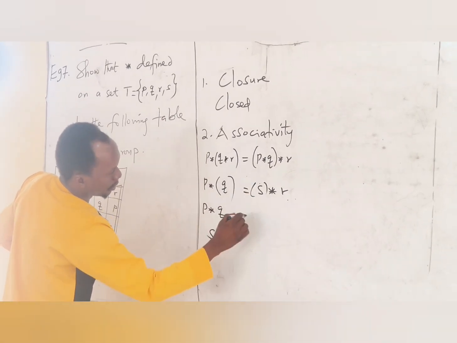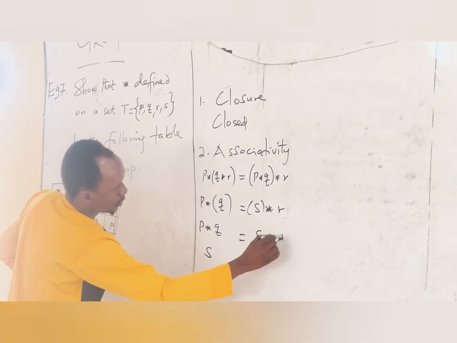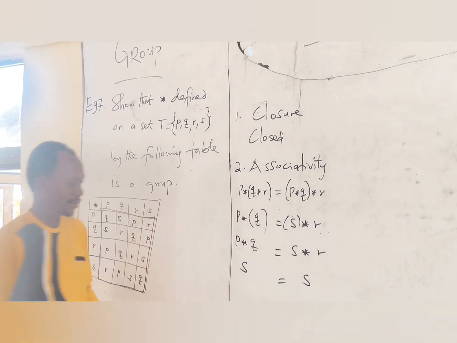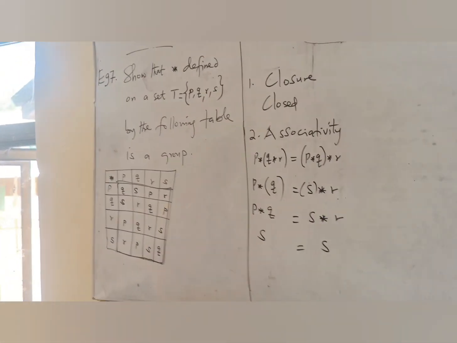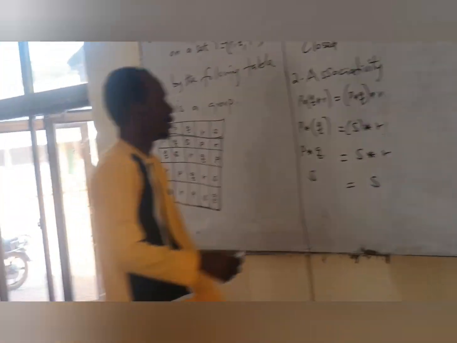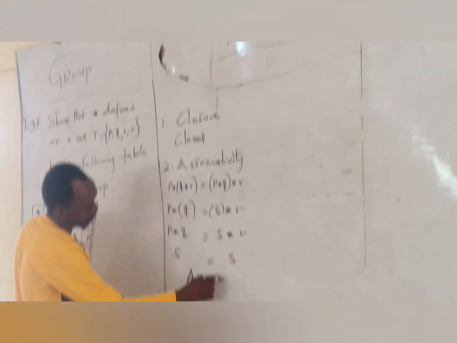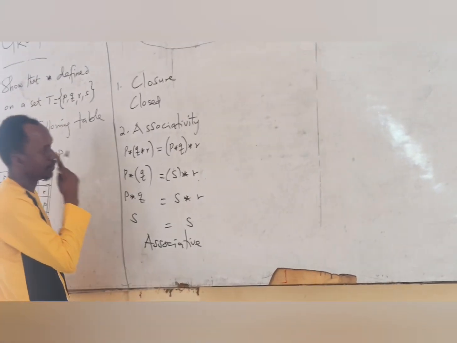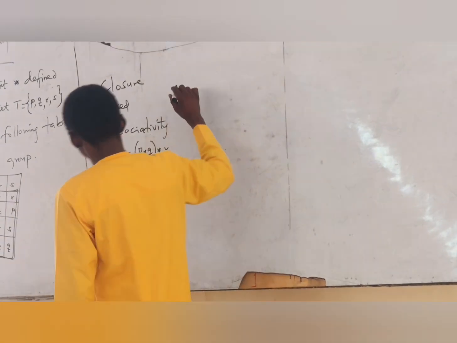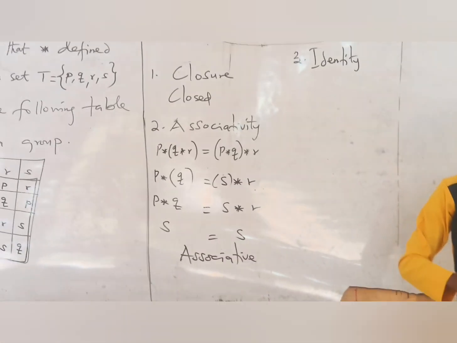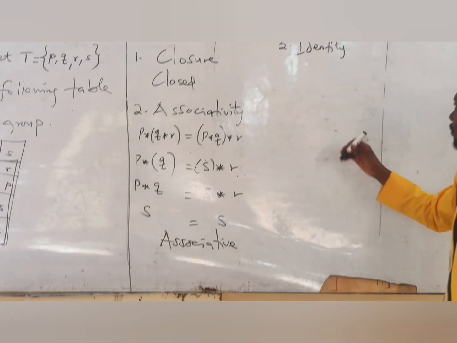Okay. So S operation R gives us S. Any other three elements you pick, they will all do the same, so the operation under that is associative. So let's go to the third. The third one is identity. Let's see whether the given set under the operation has an identity.